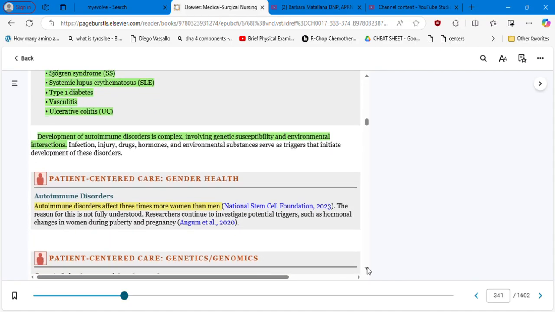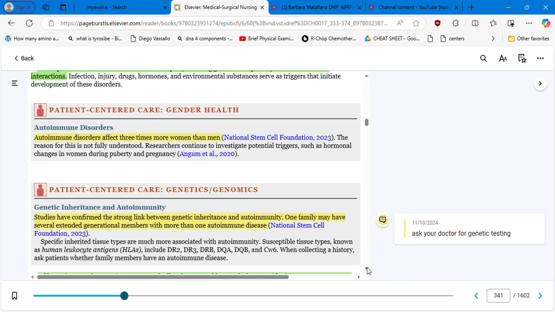So the development of autoimmune disorders is complex, involving genetic susceptibility and environmental interaction. Environmental interactions include your stressors, the type of food you are eating, different contact with radiation from microwave all the way to radiation therapy, right? Including your cell phones, right? If you are drinking water with toxins, right? All these different types of environmental factors. If you are using products high in aluminum, okay?